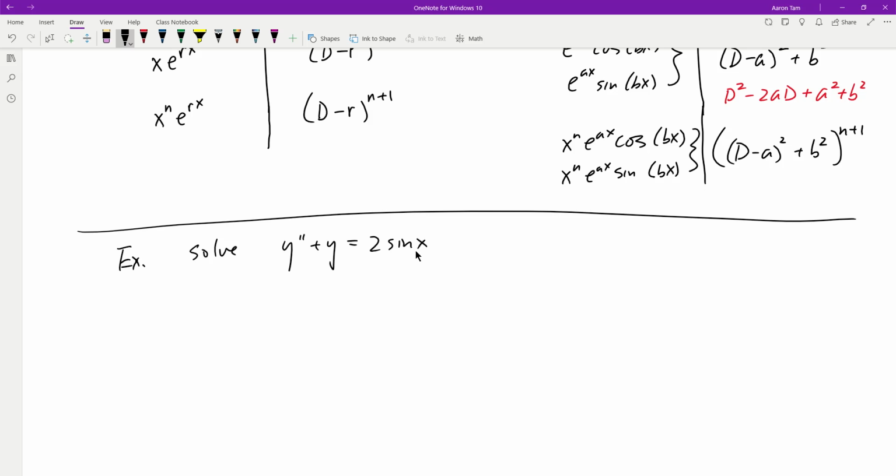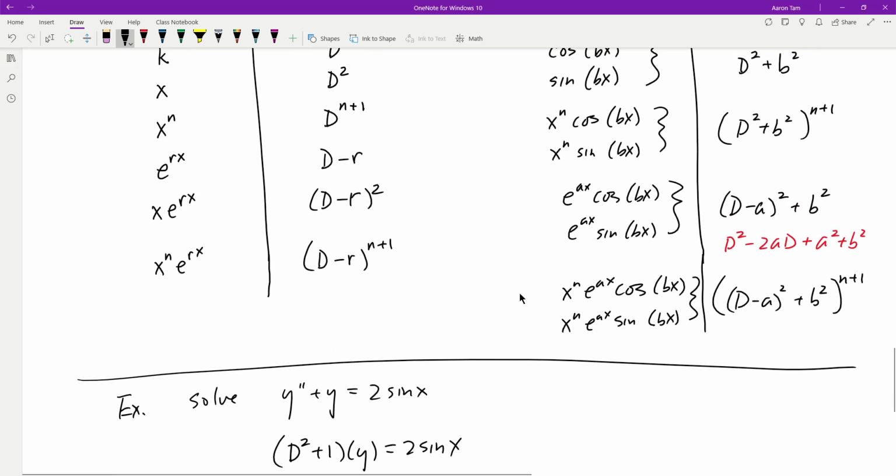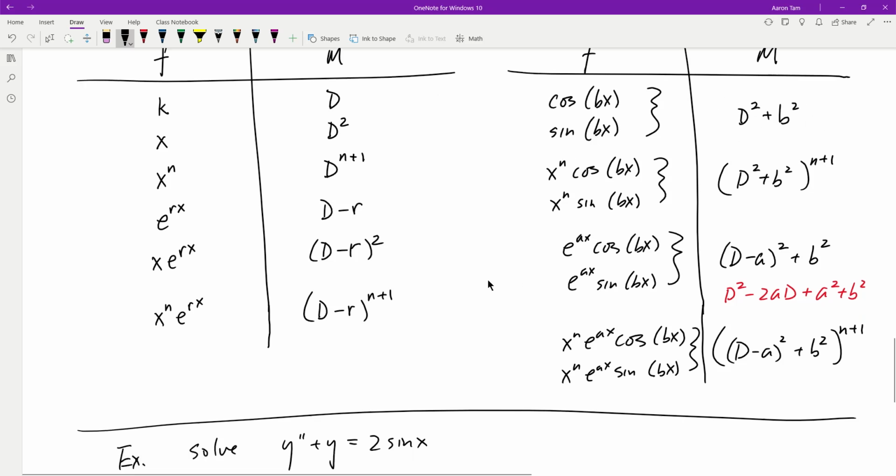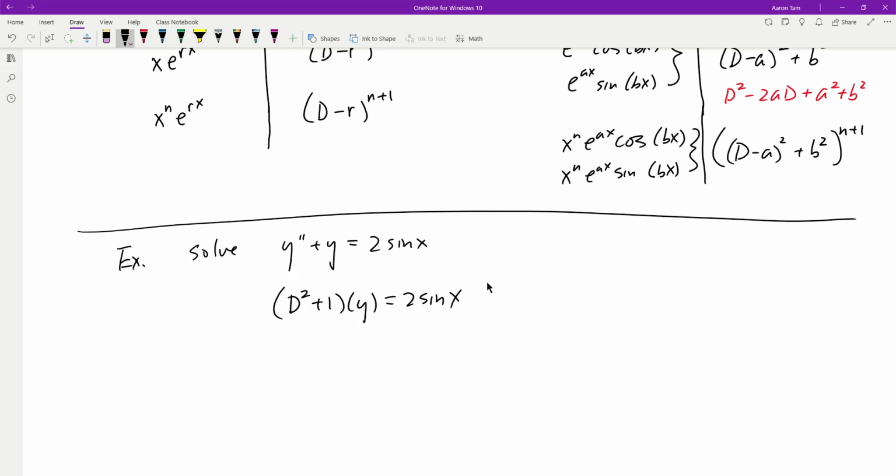Okay, so let's take a look. This basically means (d squared plus 1) of y equals 2 sine x. Notice it's sine x, so if I go up here and look, sine x would be sine of 1x. So b is 1. Therefore, the differential operator should be d squared plus b squared, or d squared plus 1 squared. So therefore, (d squared plus 1) of (d squared plus 1) of y would equal 0.